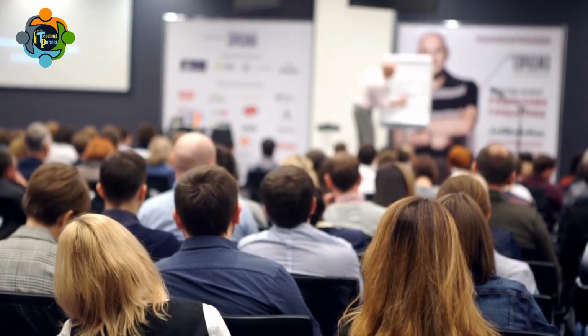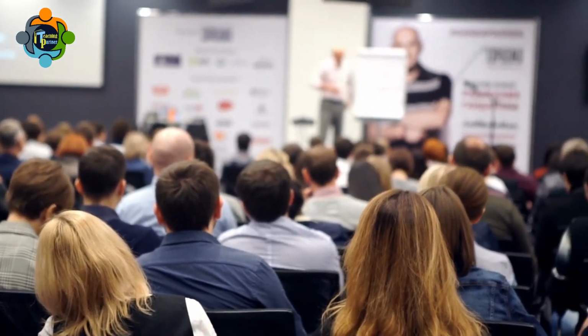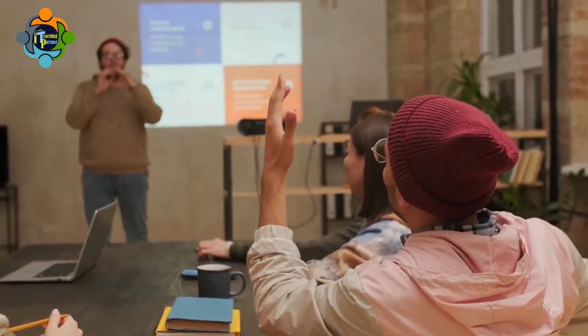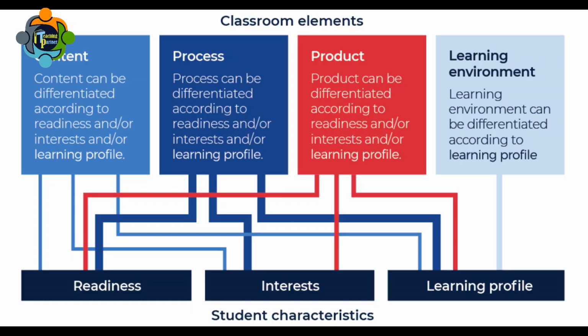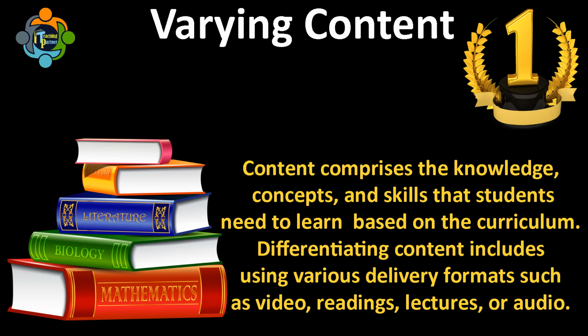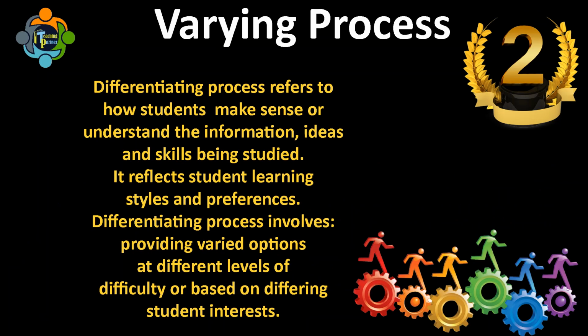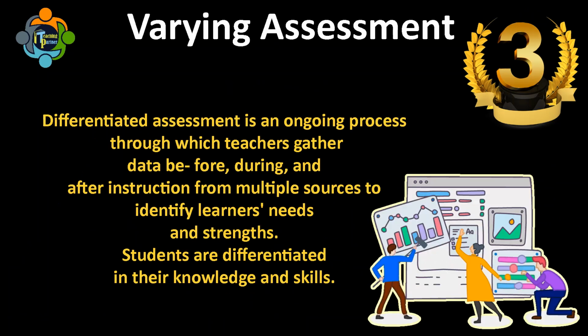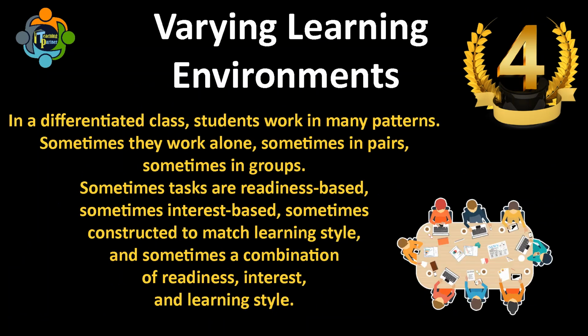Now there is a common question usually asked during different programs: teachers ask how can we differentiate our lessons. We can differentiate our lessons in four main ways. Number one, varying content. It means we are changing what is taught to the students. Number two, varying process. It means how I am going to teach my children. Number three, varying assessment. It means changing how it is assessed by the teacher. And finally, varying learning environments means changing the context of learning.